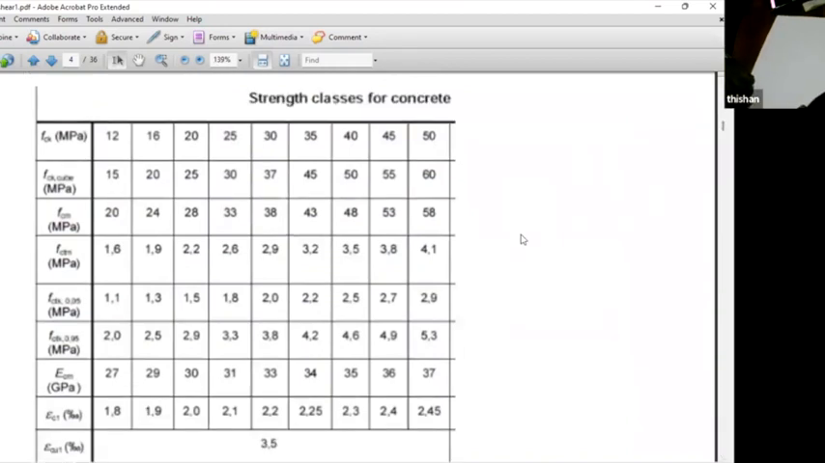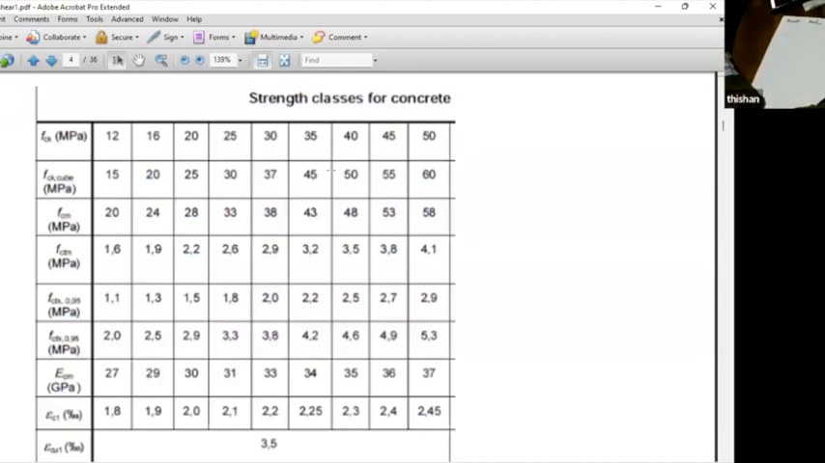Now we have to make a decision. What is the strength of concrete? For that, we have to see where we are going to precast. Where are we going to perform the precasting operation? And here you can see cube strength 45, 50 is there, and the corresponding cylinder strength is 40. So cube strength FCU is 50, and FCK is 40.